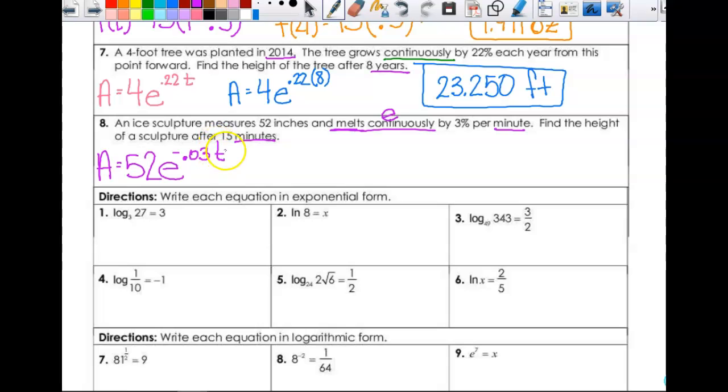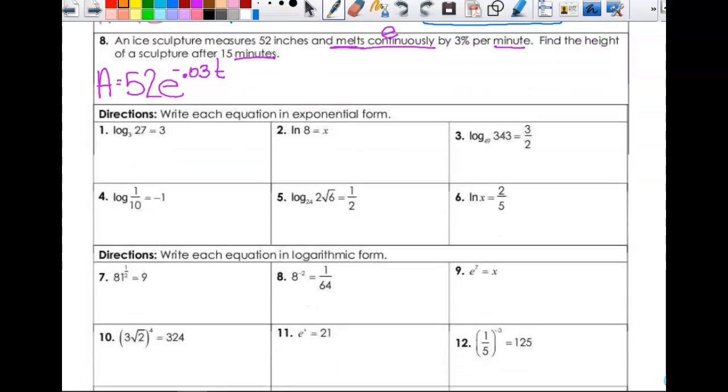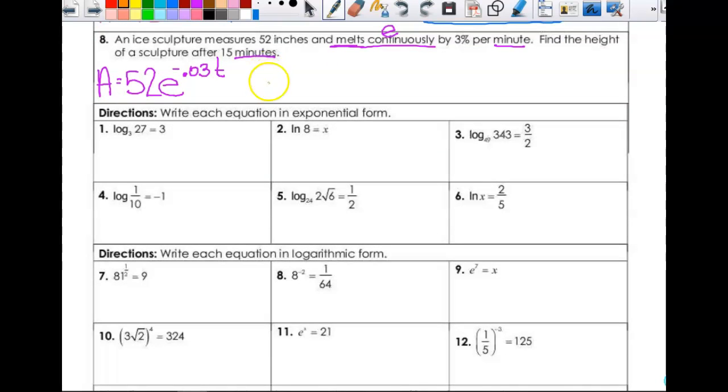So there's your initial. That's you writing the equation, and then you can figure it out for however much time you want. In this case, it says 15 minutes. So A equals 52 times e to the negative 0.03 times 15. And what 0.03 times 15 is? Nobody cares. It doesn't matter. Just type it in the calculator like that. Let the calculator do everything. How many decimal places should I have here? 3. So it's 33 point what? 157 inches.